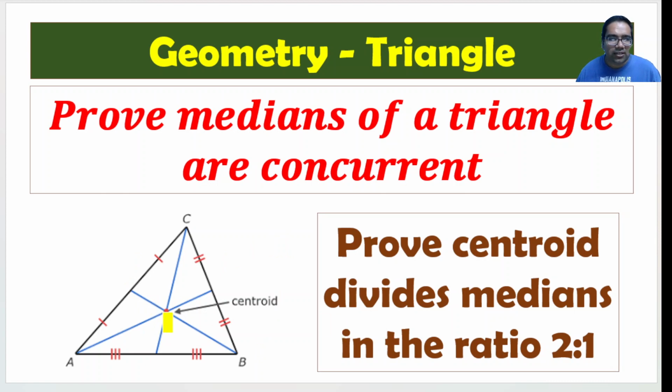And once they meet, this point divides each median in the ratio of 2 is to 1. This is 2, this is 1. This is 2, this is 1. This is 2, this is 1. Right. We have to prove both of these. This is a very important theorem in geometry, triangles. Let's see how we do this.